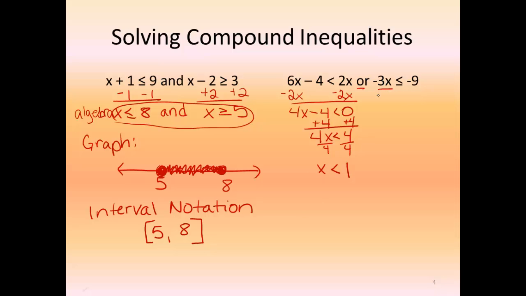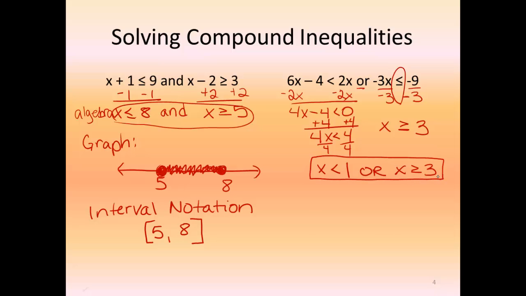Over on this side, I'm going to divide both sides by -3. And we have to remember, when we divide by a negative number, that inequality does need to flip. And so it becomes x is greater than or equal to 3. And so here is my algebraic solution. X's that are less than 1, or x's that are greater than 3.